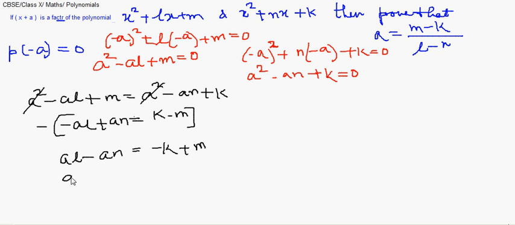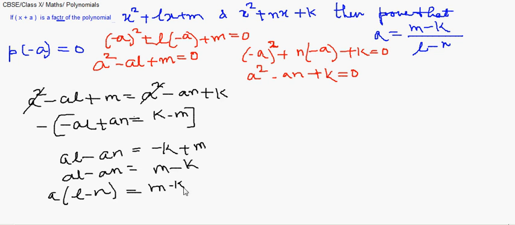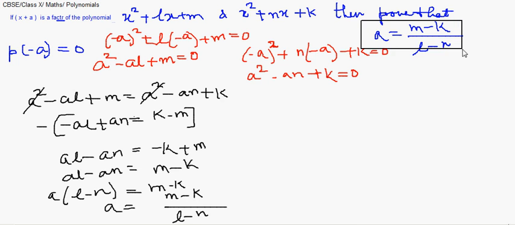Let me rearrange the right side. That will help us to our need. Now a can be taken common. I'm left with l minus n, and this will remain as m minus k. So a can be m minus k by l minus n. This is what we had to prove here. So we got our proof right.